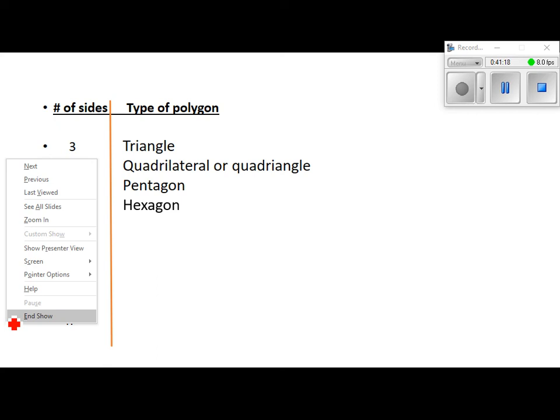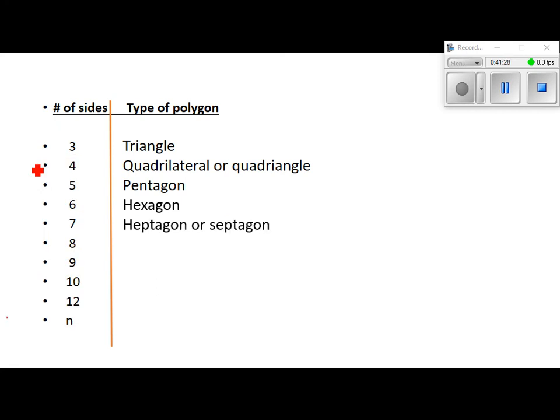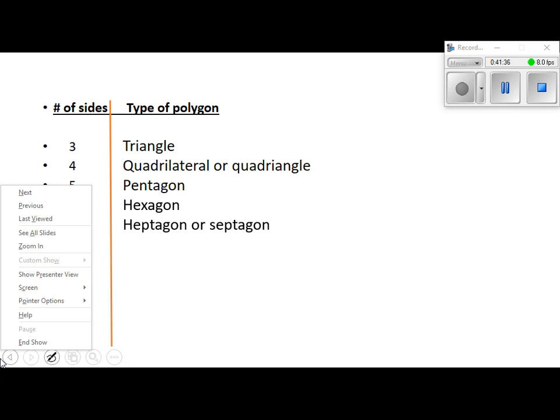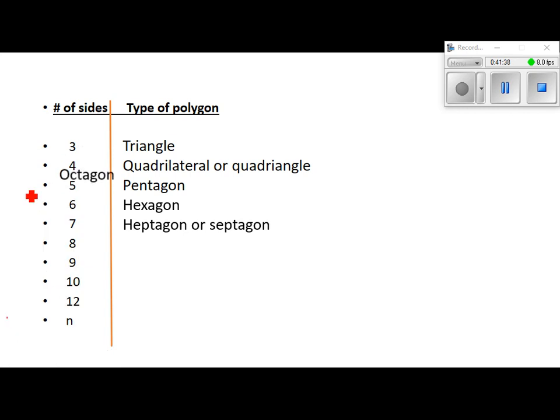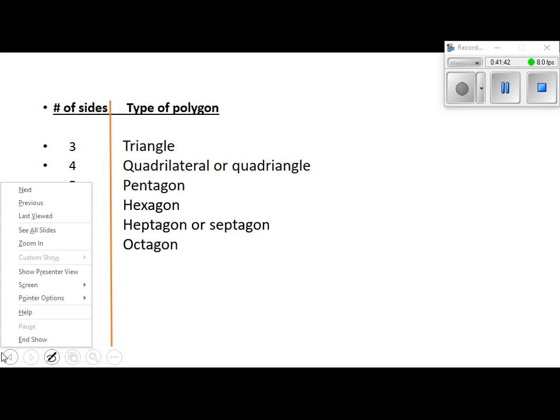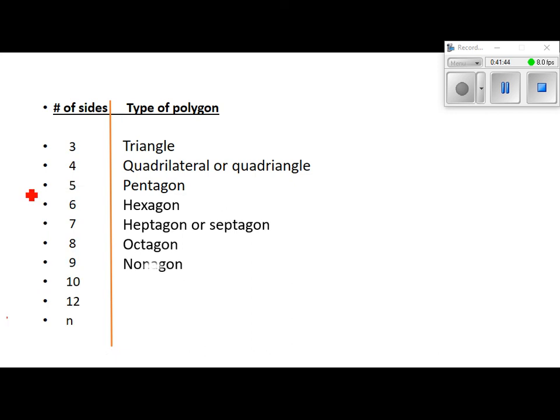Now, new books also have changed the name of this. Anybody know a different name other than heptagon? Close. Heptangle. It's a septagon. Why do you think they made it a septagon? Sounds like 7. To make it easier to remember. What's 8-sided? Octagon. 9-sided. Nonagon. 10-sided. Decagon.